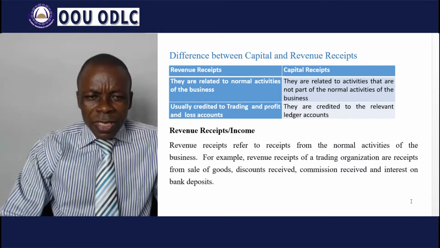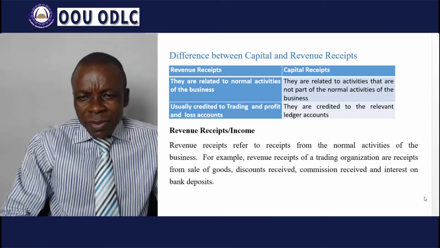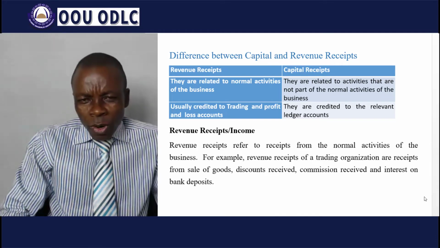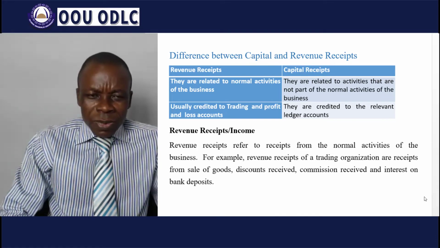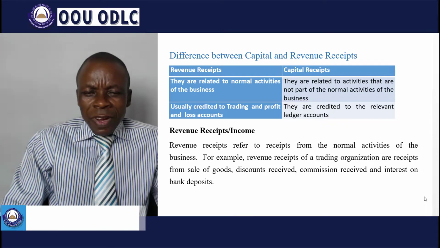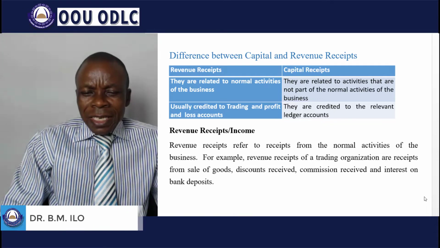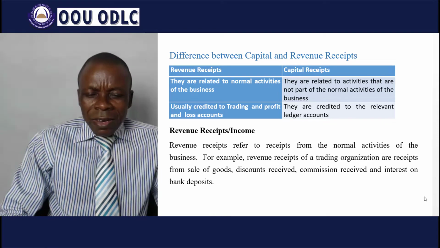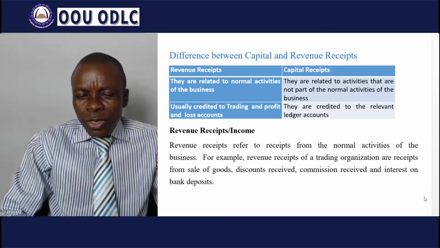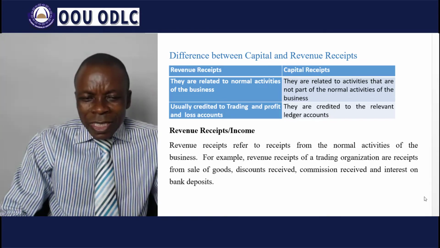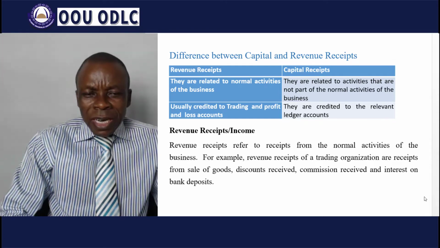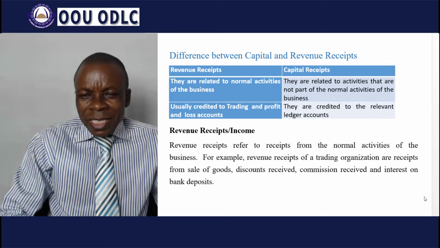Continuation of the differences. There is also what we call capital receipts and revenue receipts. We have addressed the issue of expenditure. Revenue receipts generally refer to incomes that are generated in the normal course of the trading activities of the business. They occur in the process of sale of goods, receipt of discounts, commission, and interest on bank deposits. These are basically receipts of income. So, revenue receipts generally are related to the normal business activities.